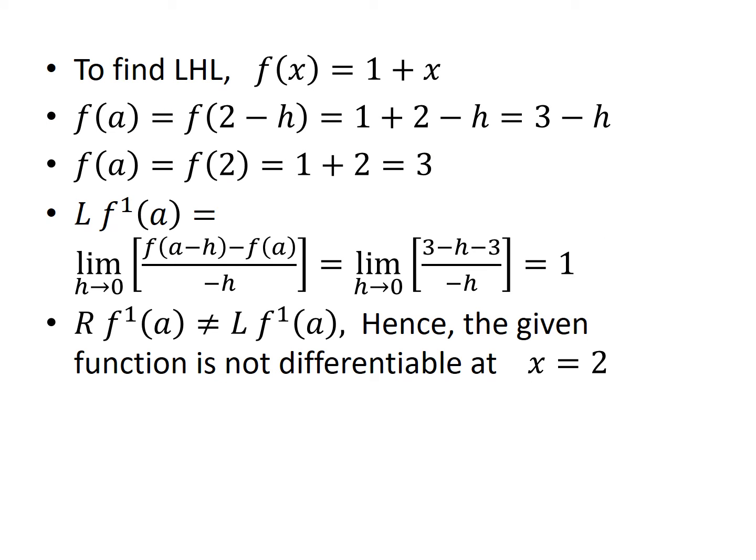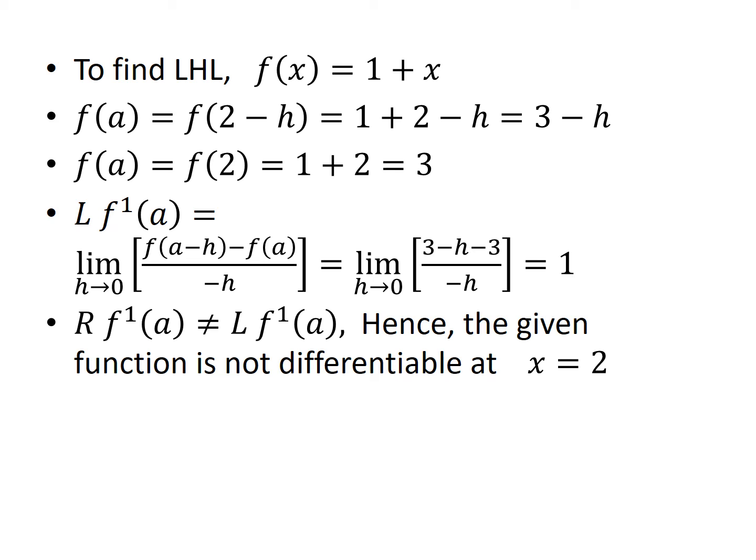Then to find the left hand limit, f of x is equal to 1 plus x, so f of a minus h is equal to f of 2 minus h, which is equal to 1 plus 2 minus h, equal to 3 minus h. So f of a equal to f of 2 equal to 1 plus 2. So we have got it as 3.